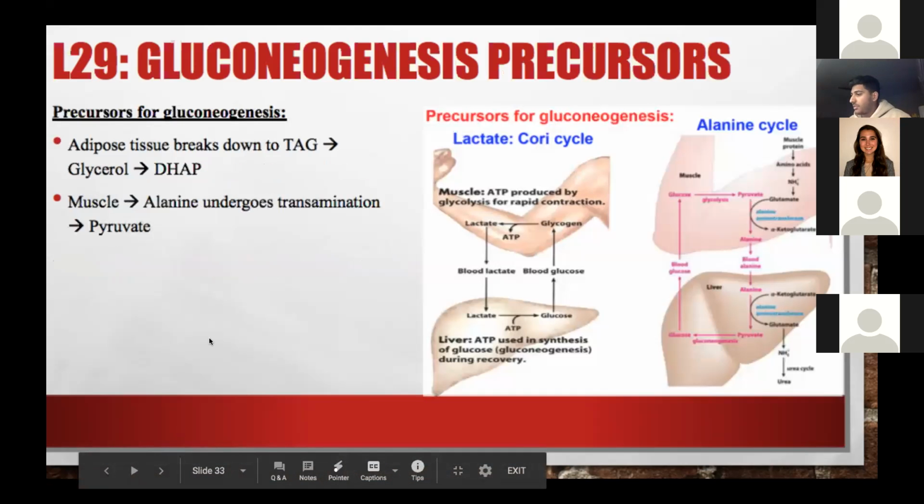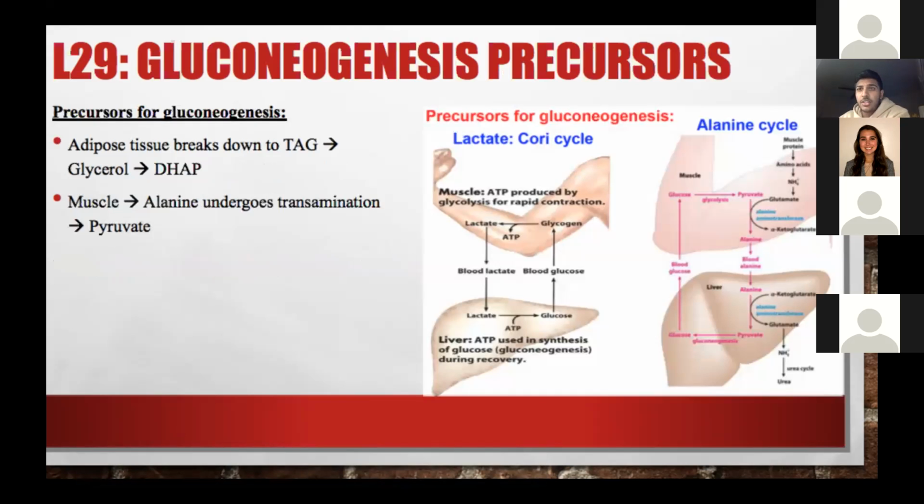Your brain typically favors glucose as a fuel source. And so in terms of the precursors for gluconeogenesis, you're going to have adipose tissue that breaks down into TAG, and TAG will be broken down into those 3 fatty acids and your glycerol. But that glycerol can be converted into dihydroxyacetone phosphate, and that can enter the glycolytic pathway, but also it's important in terms of gluconeogenesis, because obviously it's just the reverse, right? And so we also have muscles. So muscle cells, you can have alanine, it can be transaminated to pyruvate.